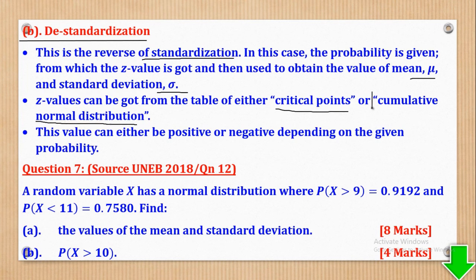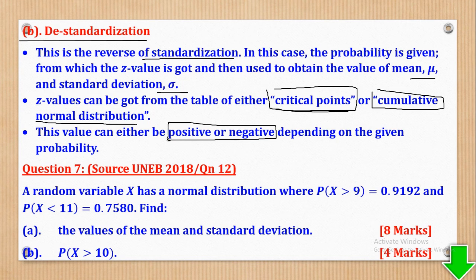We have already seen this cumulative distribution, but besides that, in your mathematical logbook, there is a table of critical points. This value can either be positive or negative. This point is very, very vital because most students avoid it and they think that all Z values are negative. Remember, under standardization, we use the symmetry to convert the negative Z values to positive Z values. Now that you are given probability, it is better that you understand whether it is positive or negative before you proceed. Whether it's positive or negative depends on the given probability. We shall see how you can identify that.